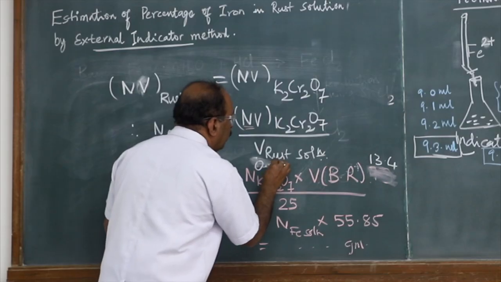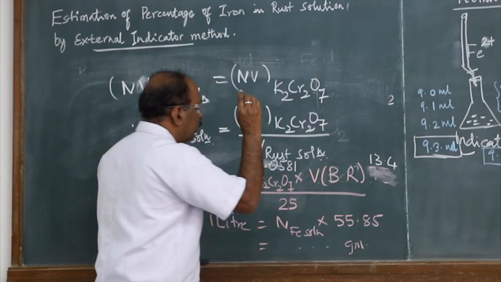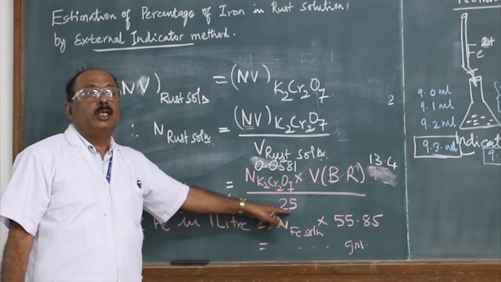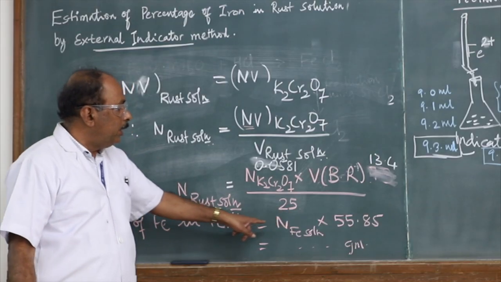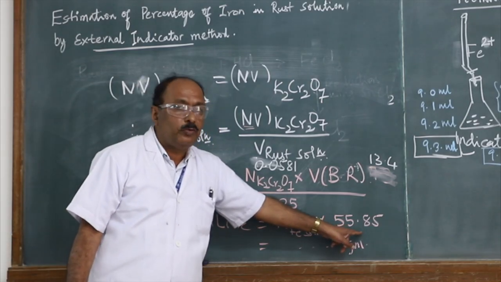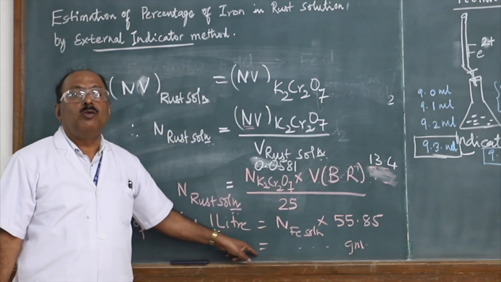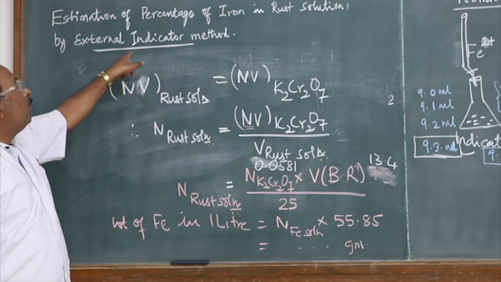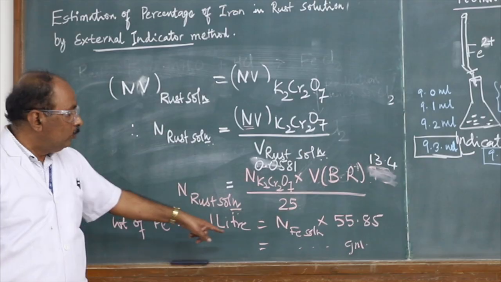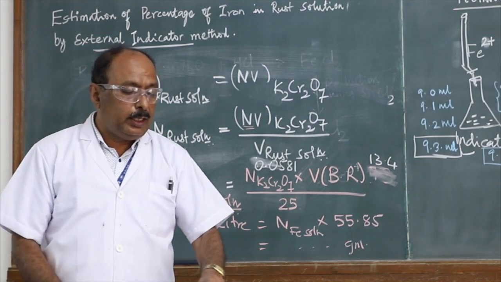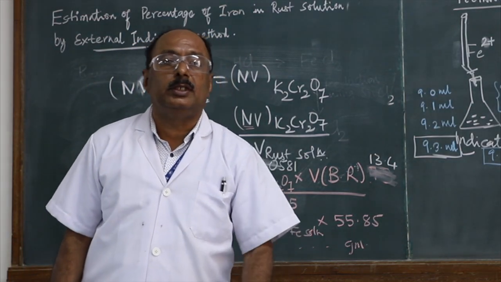It turns out to be 0.0581. Write that here in this equation. Volume of rust solution taken is 25, and you can end up getting the normality of the iron solution. Multiply that with the atomic weight of iron, that will give you the amount of iron present in that solution. And by knowing the amount of rust taken and the weight of iron which we are getting, we can calculate the percentage of iron present in the rust solution.